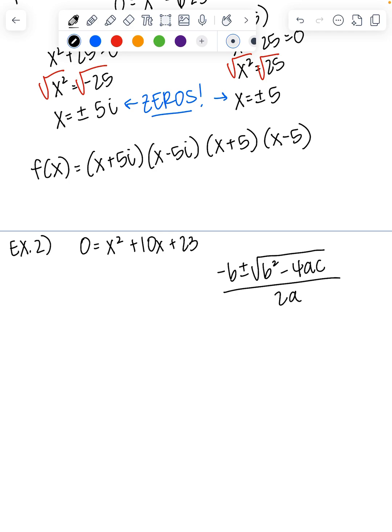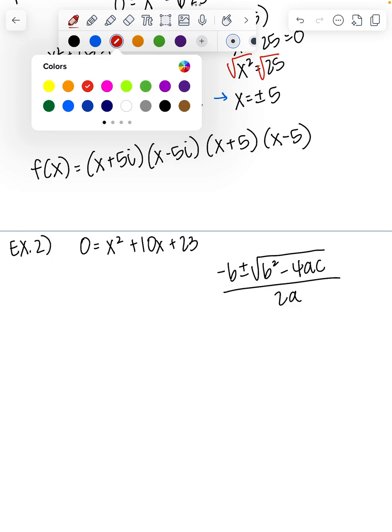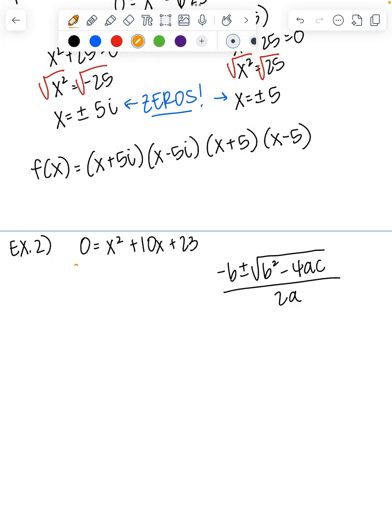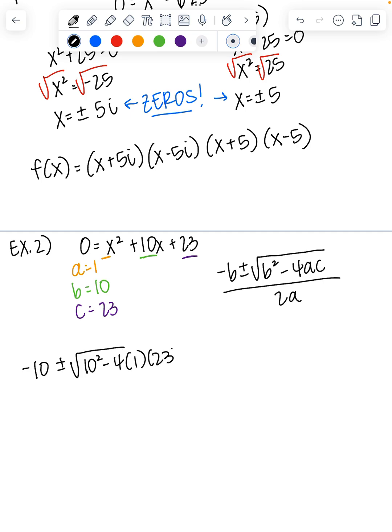All right, here we go. Now my A is equal to 1 because it's coming from here. My B is equal to 10 because it's coming here. And my C is equal to 23 because it's stemming from here. And now I'm going to plug in. So I have negative 10 plus or minus the square root of 10 squared minus 4 times 1 times 23, all over 2 times 1.